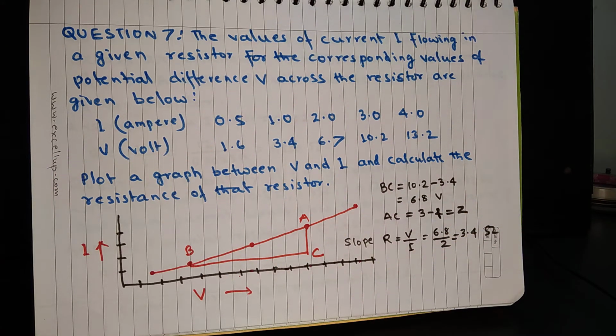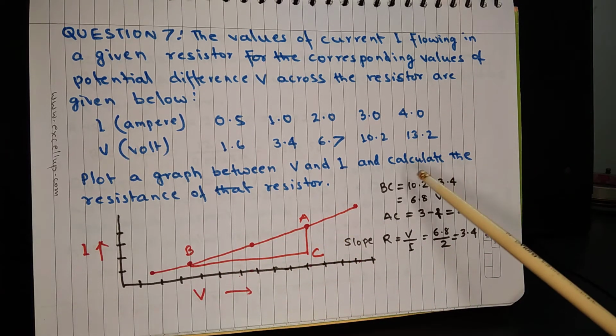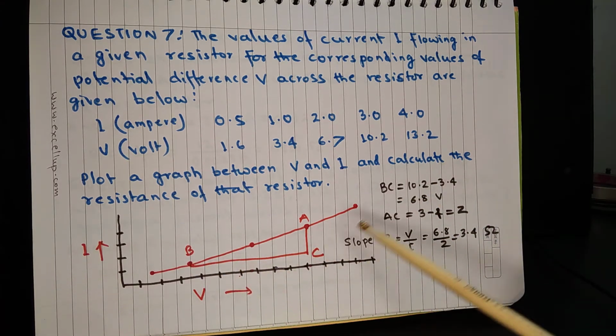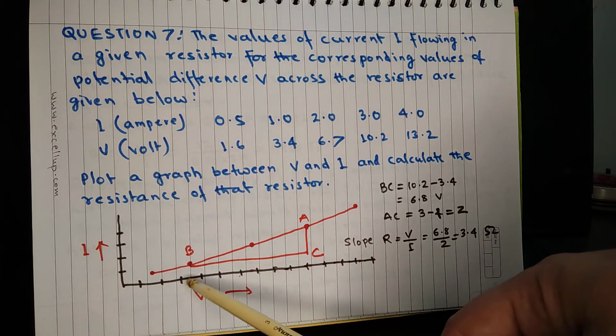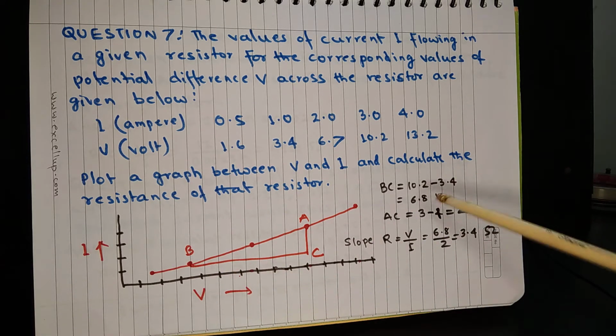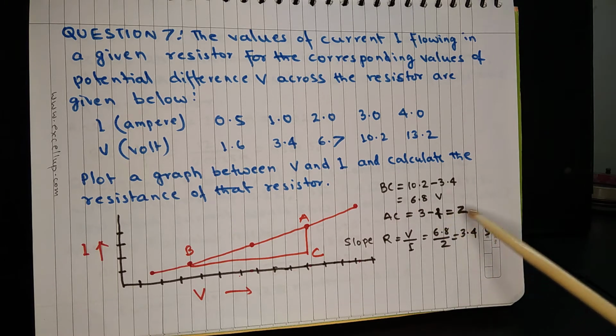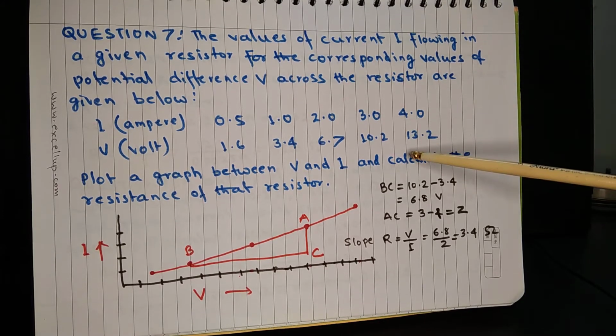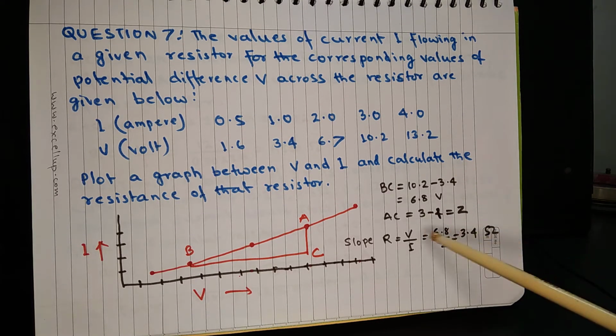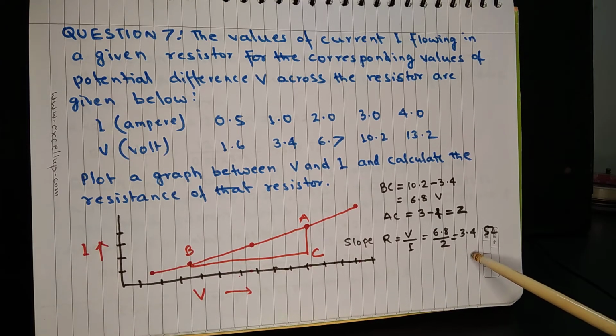So this is the graph. V is shown on this axis and I is shown on this axis. Now to find the value of resistance, we need to find the value of this slope BA. For this, let us measure BC, this gap. It will be 10.2 minus 3.4 is equal to 6.8 volt, and the value of AC will be 3 minus 1 is equal to 2 ampere. And then the slope R will be BC upon AC. So it will be 6.8 upon 2 is equal to 3.4 ohm.